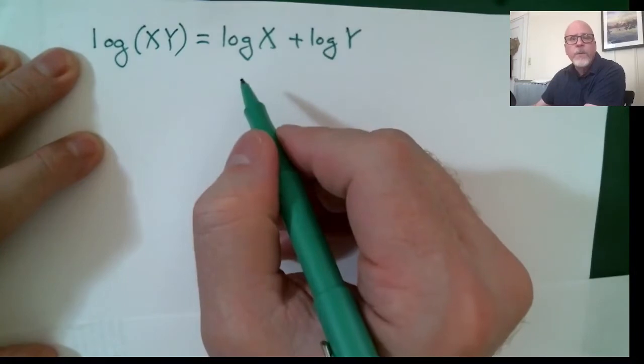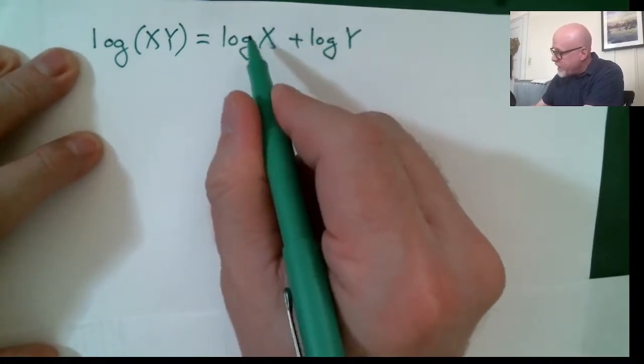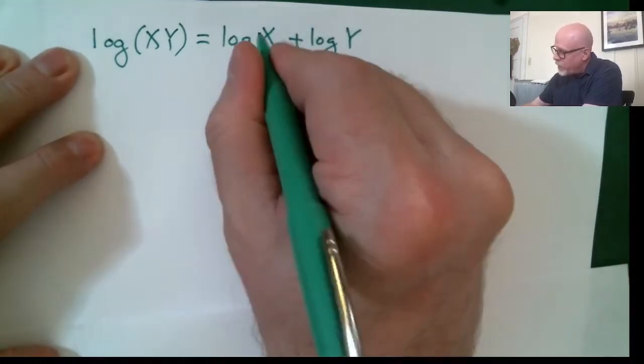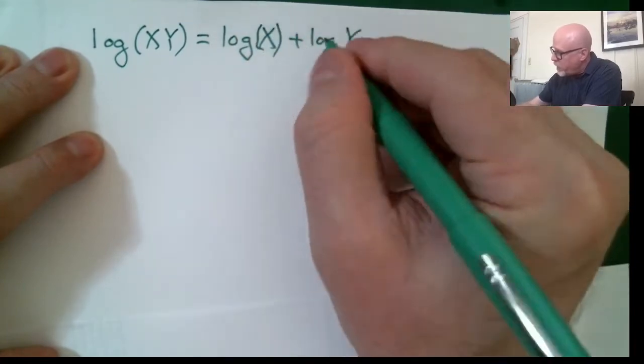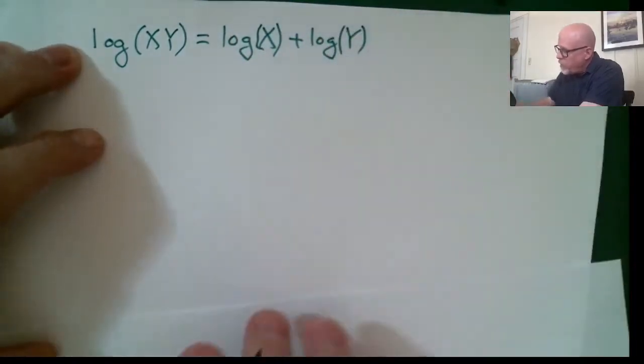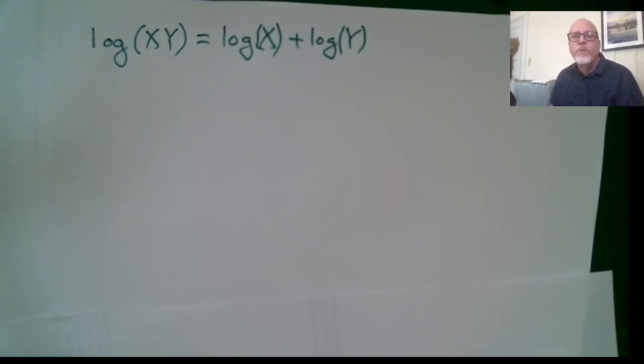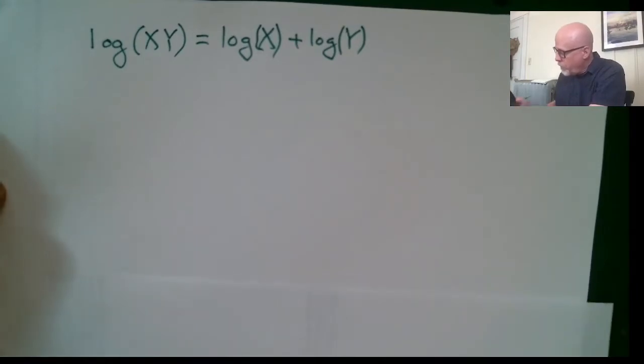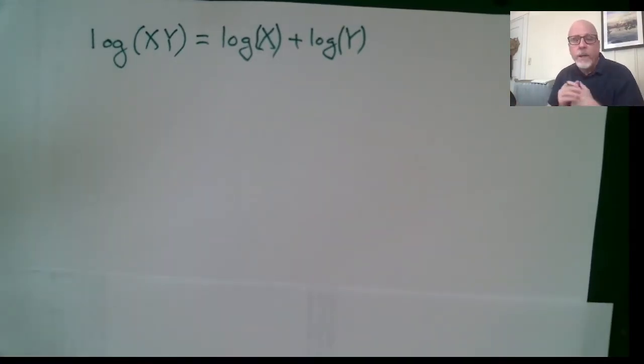By the way, if you have the log followed by a single entity, you really don't need the parentheses, but I kind of like to write them anyway. I may sometimes leave them off, but they're sort of redundant if you've only got a single thing appearing after the log. Okay, so why would that be the case? Well, again, think of logs as exponents. Then what happens when you multiply things that involve exponential expressions? You add the exponents. Remember that rule?